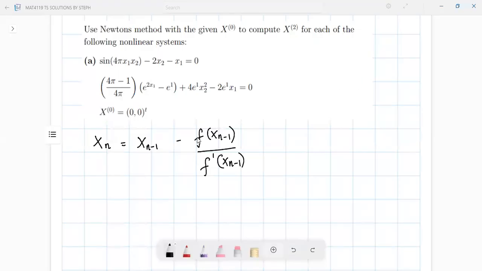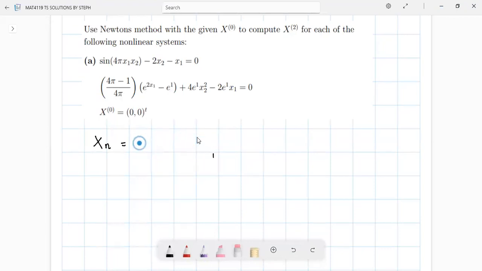Okay, let us focus on solving systems of nonlinear equations using Newton's method. I'll go direct to the point on how you apply Newton's method and the formula you need to use. Okay, so Newton's method, the formula you're going to use is this here.